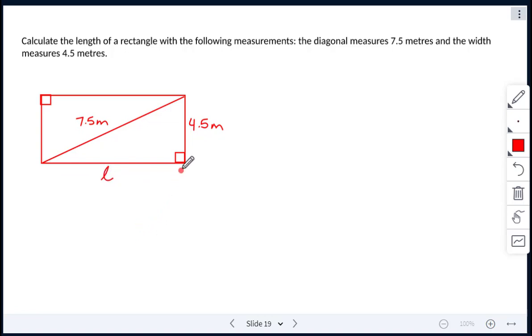Okay, so now we can see we have the two right-angled triangles. So we have the hypotenuse, we have one of the legs, we need to solve for the other leg. All right, so B squared is equal to C squared minus A squared. So B squared is equal to 7.5 squared minus 4.5 squared. So put that into your calculator. 7.5 squared minus 4.5 squared.